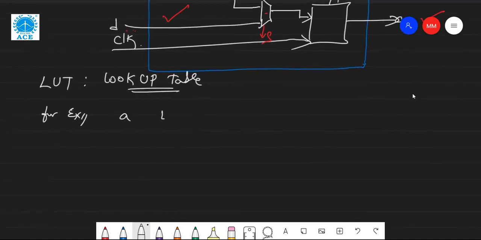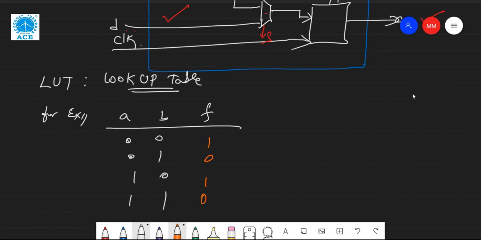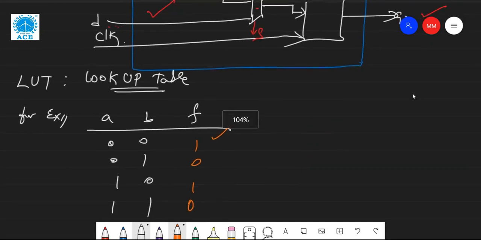Two inputs only I'm taking in this case: 00, 01, 10, 11, okay. For this I have a certain function output, okay. So that output will be any output, say 1010, randomly taken. This is my output, okay. Programmed output this is, okay.